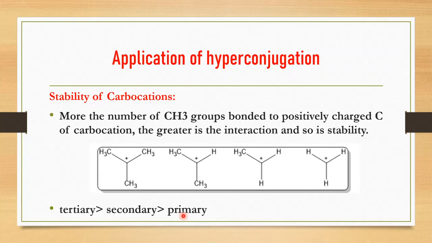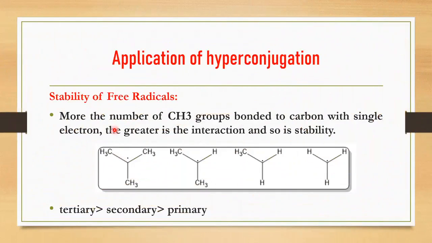Now let us see how hyperconjugation helps us to explain the stability of free radical. On the same basis as we say tertiary, secondary and primary carbocation, we can define tertiary, secondary and primary radical. This first one is the example of tertiary radical. The central carbon is attached to 3 adjacent carbon atoms. This is the example of secondary radical. The central carbon is associated with 2 more carbons, and this is a primary radical. The central carbon is attached to 1 carbon.